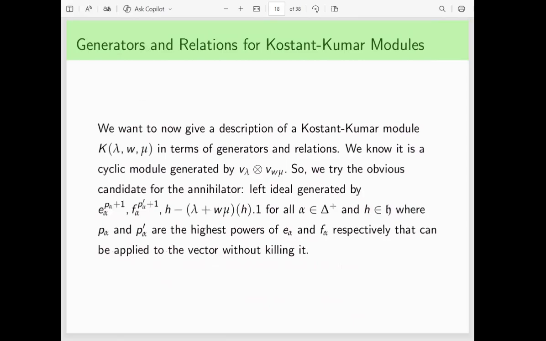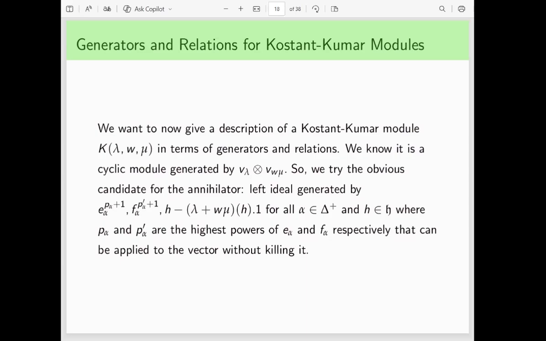The second question that we asked was, we have these Kostant-Kumar modules. We know that this is generated by a single vector because it's by definition. So what is its annihilator? Can we give relations for this generator? And so we tried the obvious candidate, which was E alpha to the power P alpha and F alpha to the power P alpha dash plus 1 and the H action, where P alpha and P alpha dash are the highest powers of E alpha and F alpha that can act on the vector without killing it.